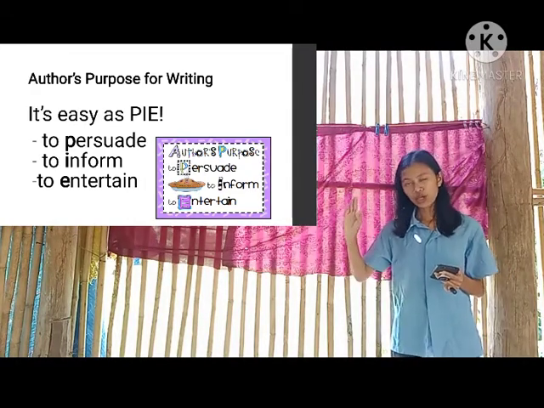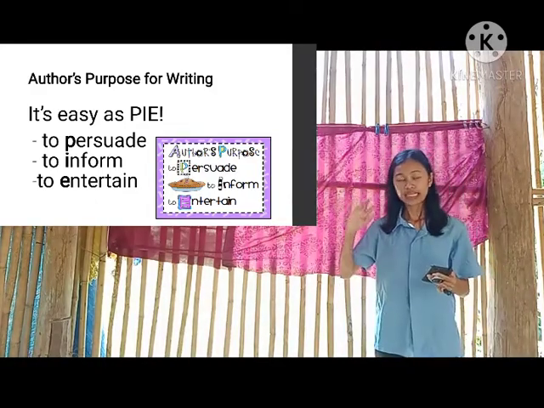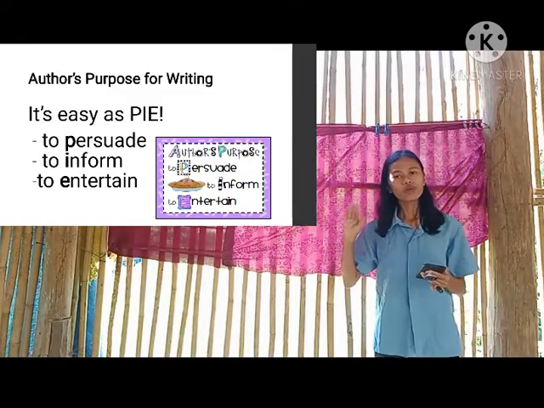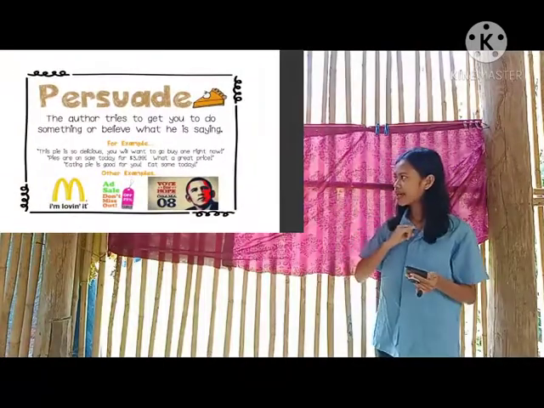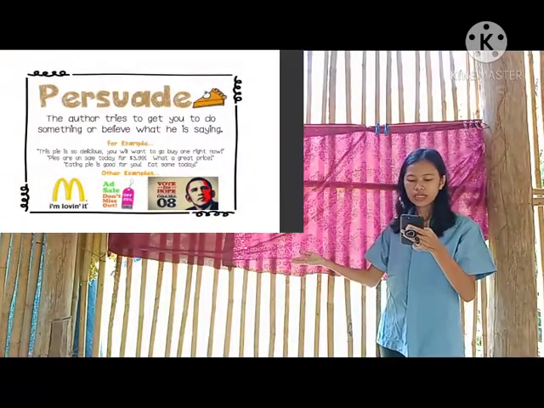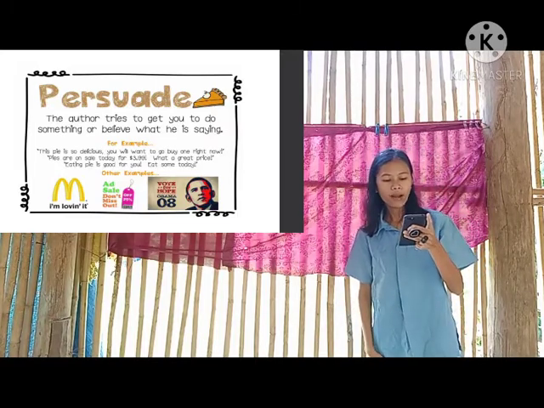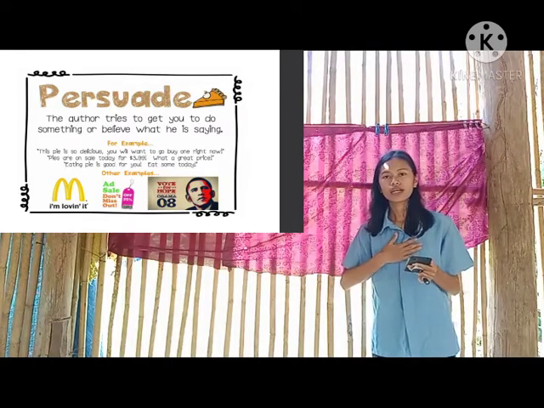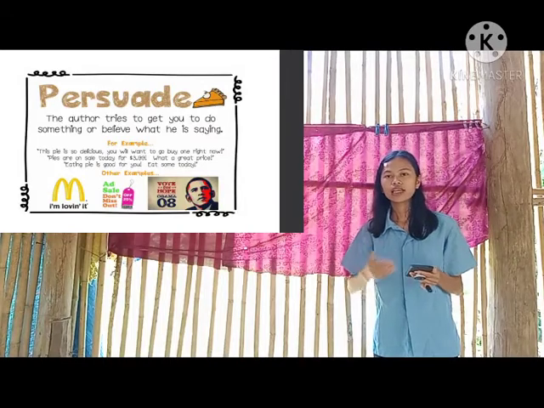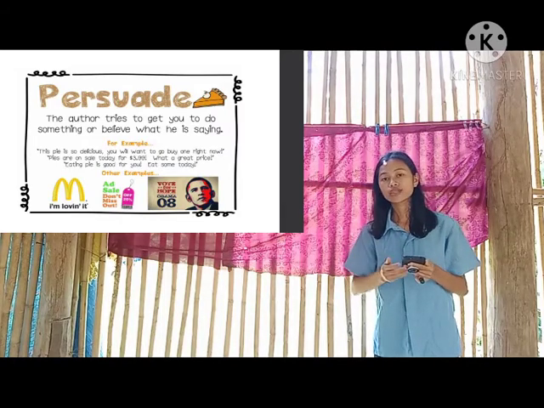And for the third one, we have the word to entertain. So here, it's as easy as pie. Now, we will talk about the first purpose, to persuade. So when we say to persuade, the author tries to get you to do something or believe what he is saying. So it is simply telling you to believe him or her, or to do something through his or her writing.